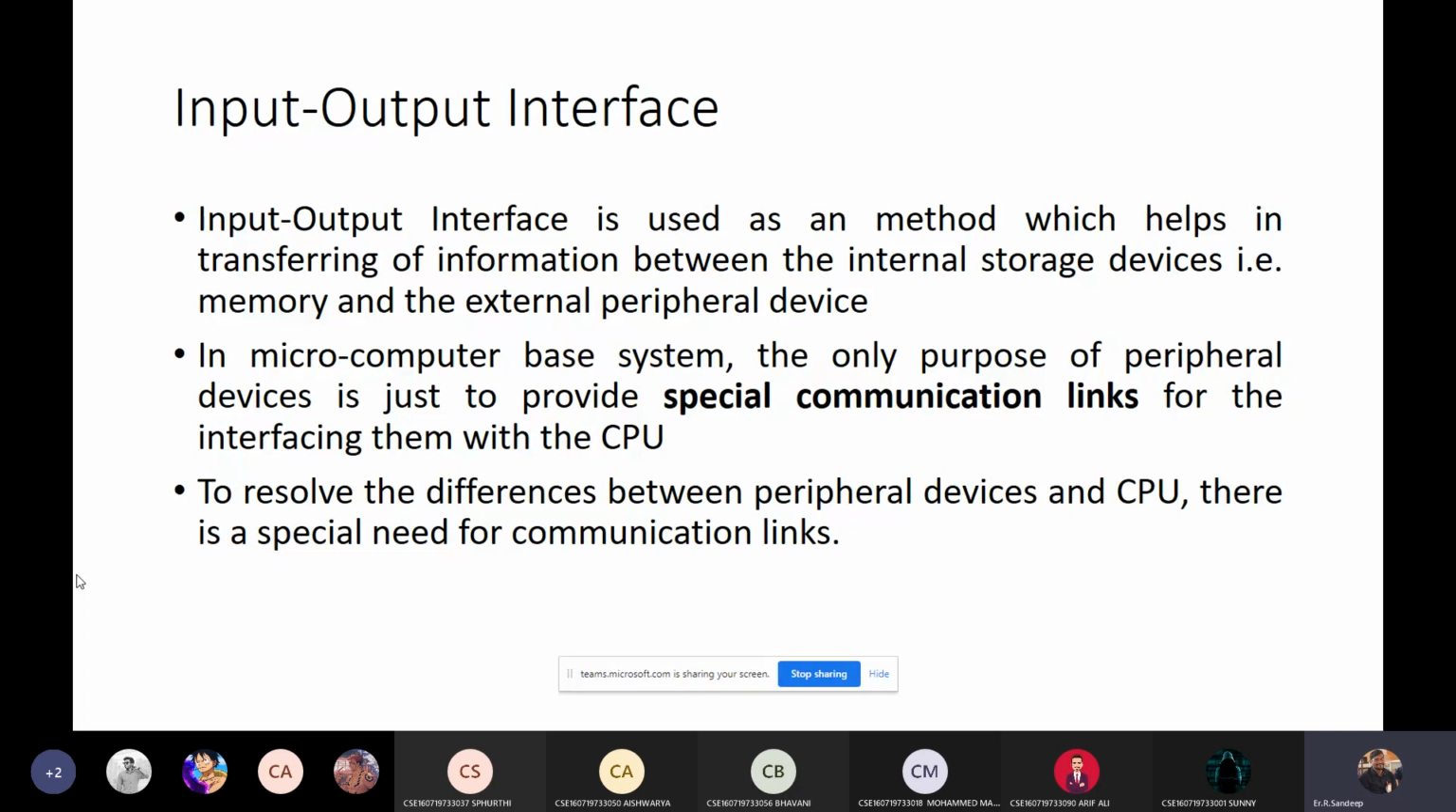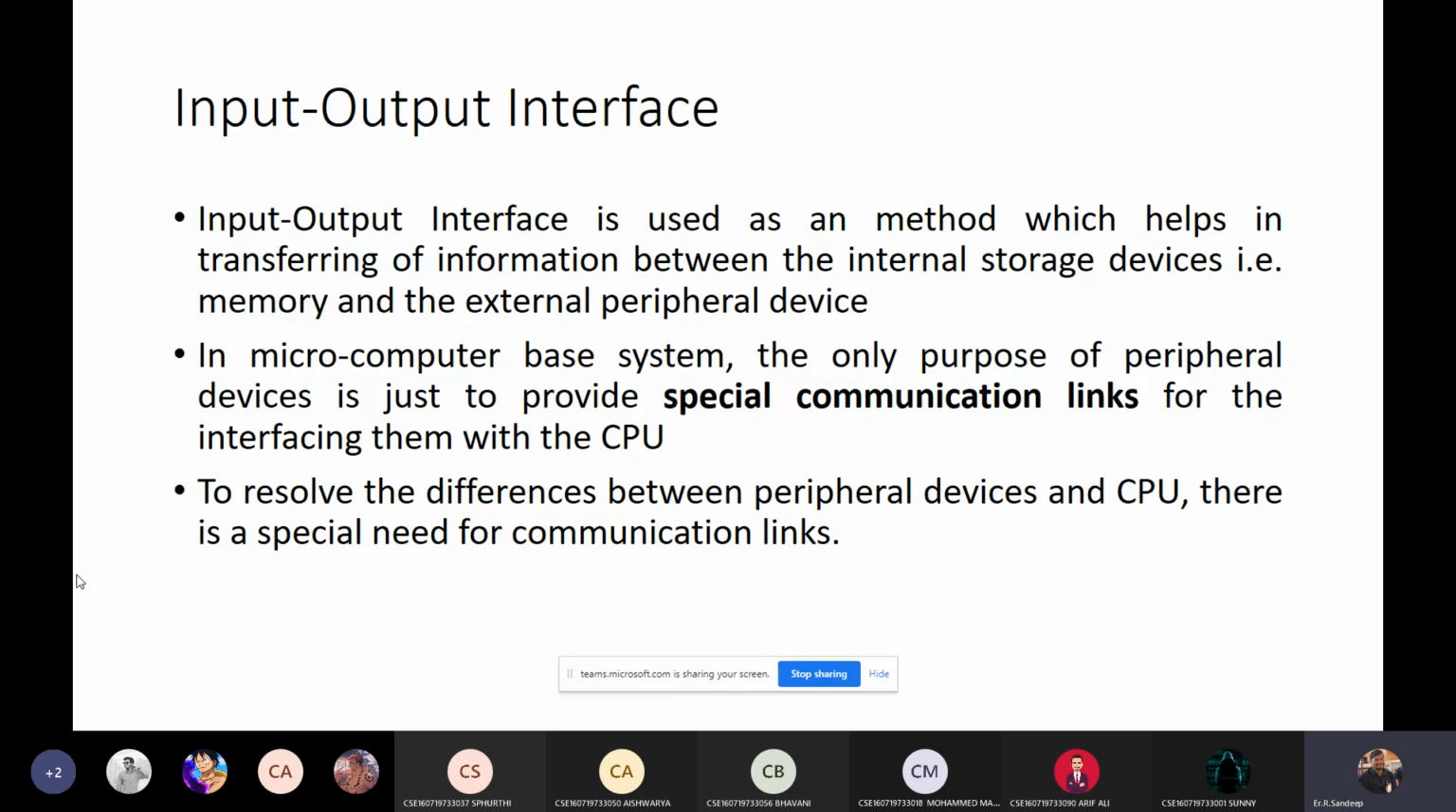We can connect them externally to the computer, various kinds of devices like output devices, either speaker, monitor, printer, all such devices you can connect to the system. If you are talking about a microcomputer based system, the only purpose of the peripheral device is to provide serial communication links for interfacing with the CPU. A microcomputer system is not a general purpose system, so it has a limited amount of functionality. In such cases, the major responsibility of the processor is to provide the special communication links for interfacing devices along with the CPU.